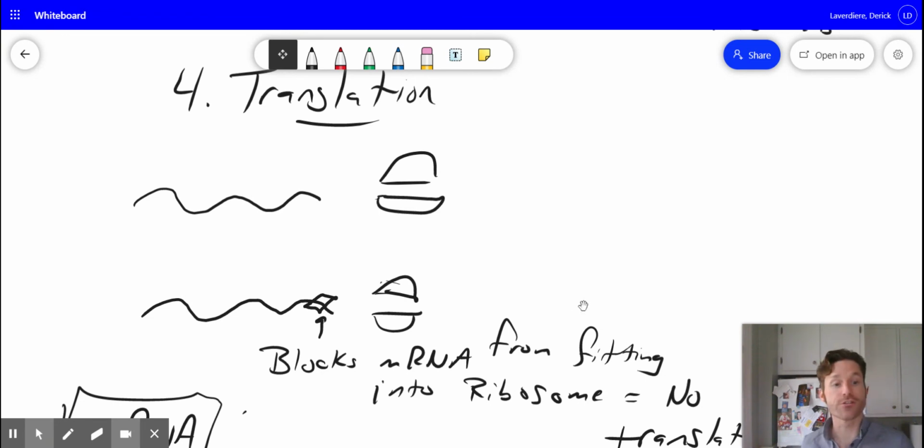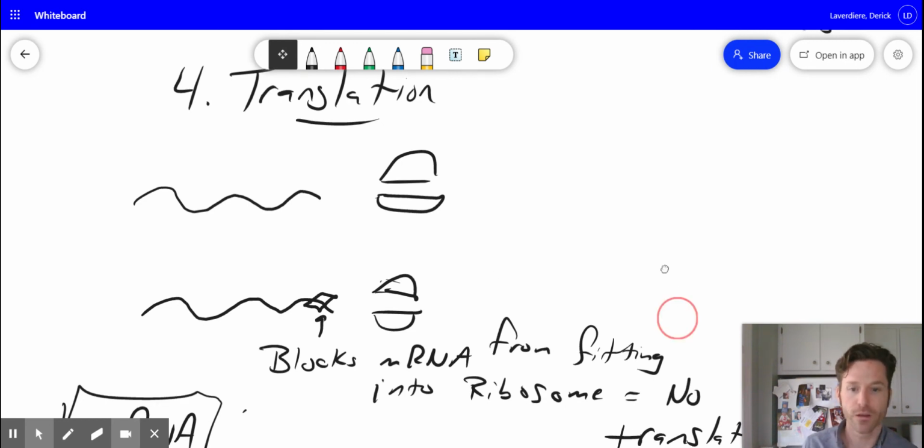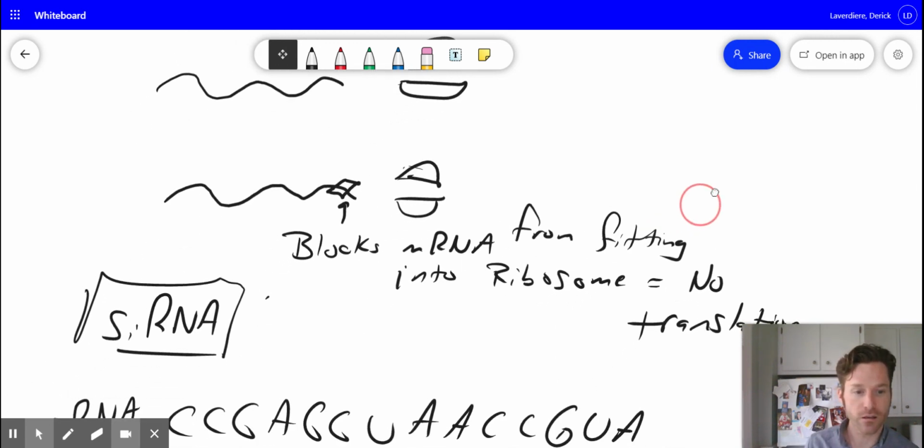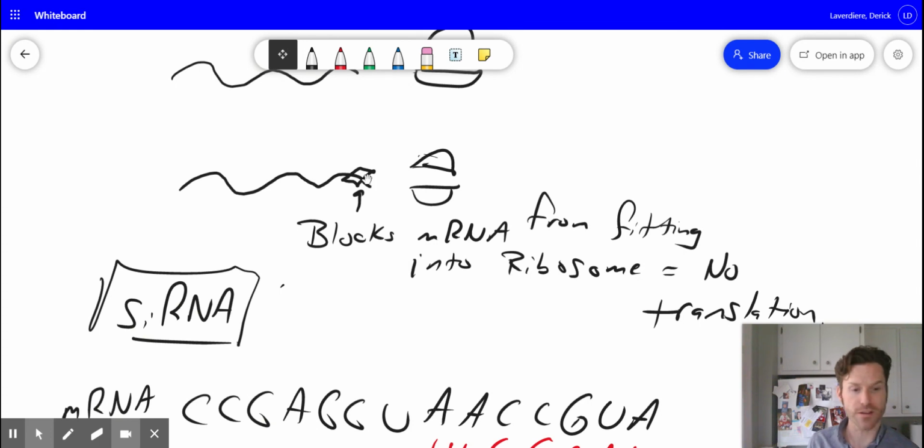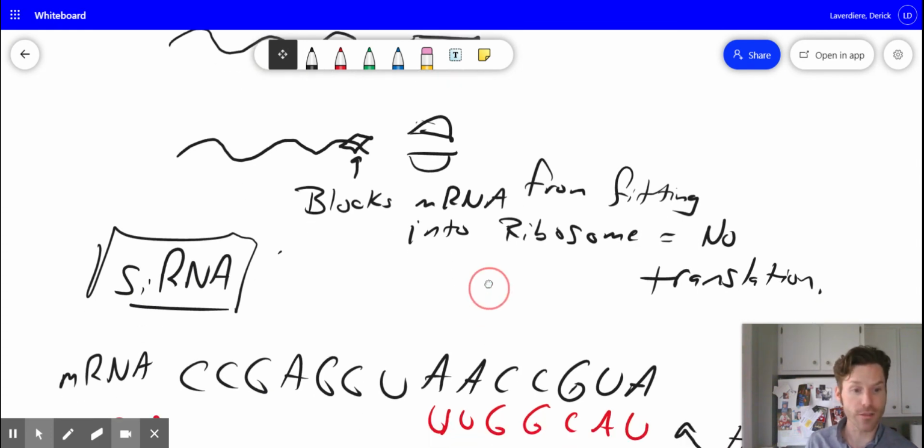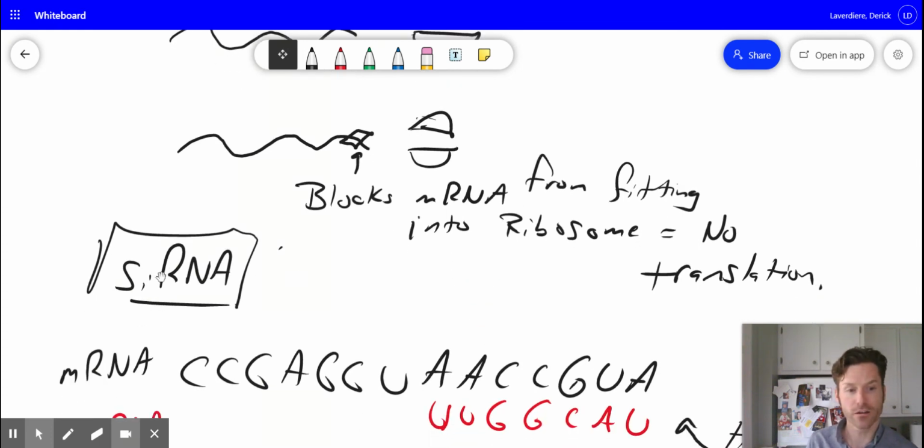Right? So the cell changed its mind. It was like, yo, let's make this protein, and it got this far, and it was like, oh, things changed. Let's not make that protein anymore. Let's block it. Okay? And so the thing that is fitting on the front of this mRNA is another strand of RNA called a short interfering RNA, siRNA.